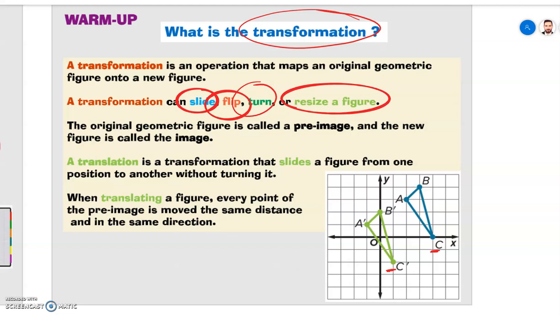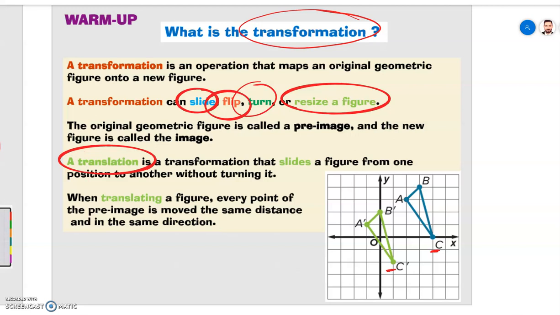That means we have 4 lessons for transformation. One of them is translation. The other one is reflection, which is where I can flip the figure, and also rotation, which is where I can turn it, or I have to resize a figure, like magnifications or minimizations. Today's lesson is talking about only translation. Today's lesson is about how you can translate the figure from one position to another position.